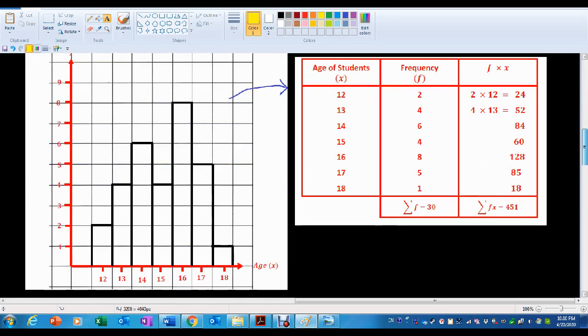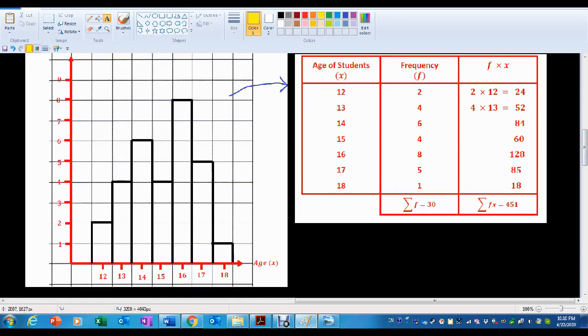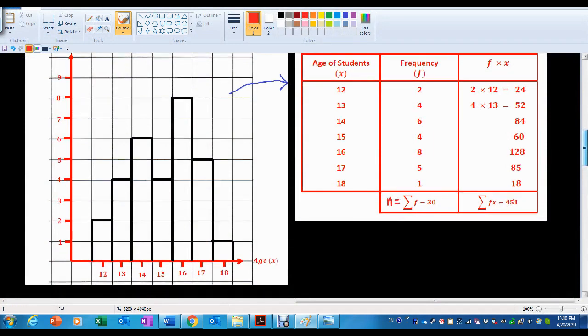After that, you can find fx. Still remember fx? That means you use frequency times each data. Why do we need to get that? The purpose is to calculate the mean. Also you need to find the total frequency. The total frequency of all the data just means the number of data.